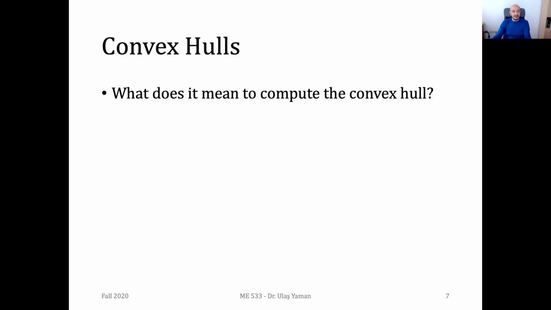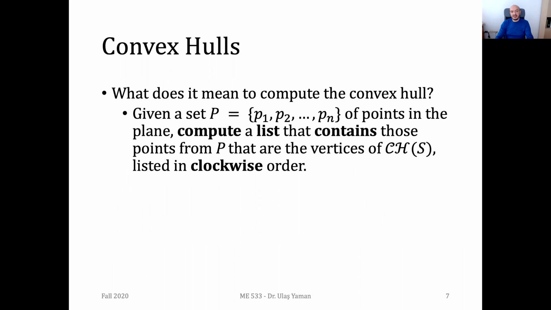So what is the meaning of actually computation of this convex hull? What do we mean by the computation? You'll be given a set P. In that set, you'll have some number of points, n number of points. And if you compute the convex hull of the given set, then that means you try to obtain the vertices on the convex hull in the clockwise order.